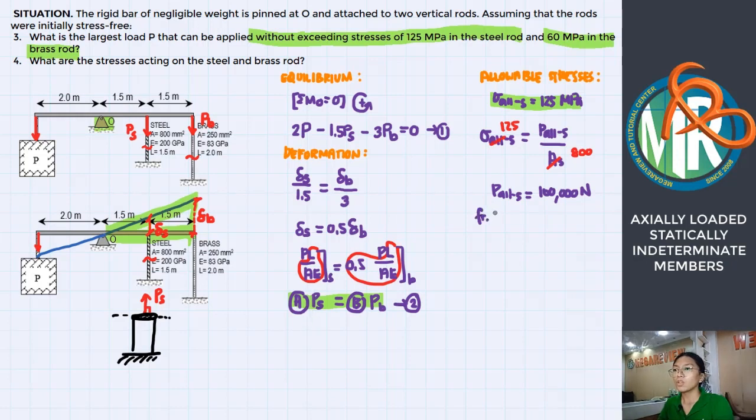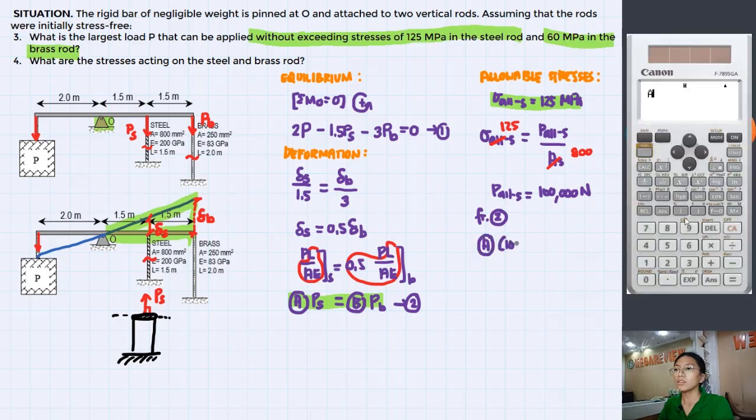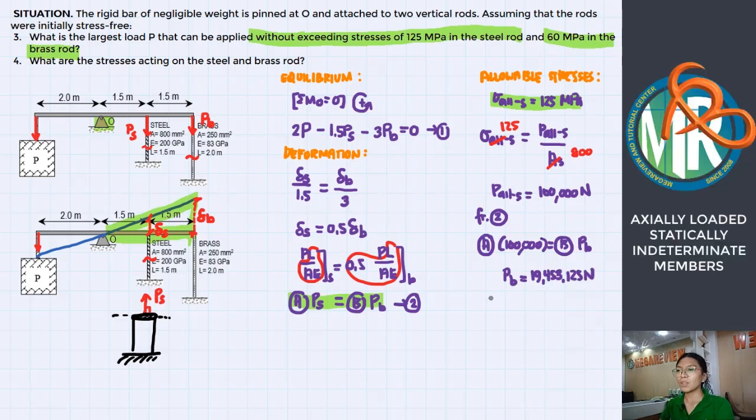So, from equation 2, that would be A. Then, PS mo is already 100,000. This is equals yung nakastore kay B times PB. From here, you can get the value of PB, which is 19,453.125 Newton. With this force, kunin natin yung axial stress ng brass natin. And i-check natin if nag-exceed ba yan or hindi sa allowable stress ng brass. So, this is force of the brass over the area of the brass.